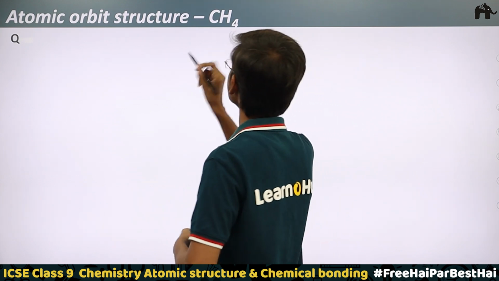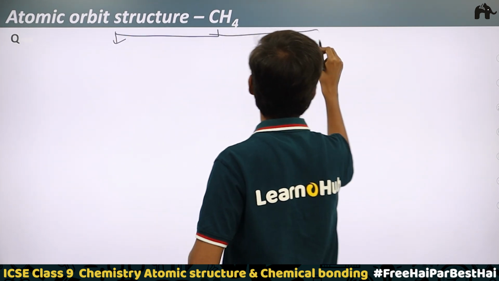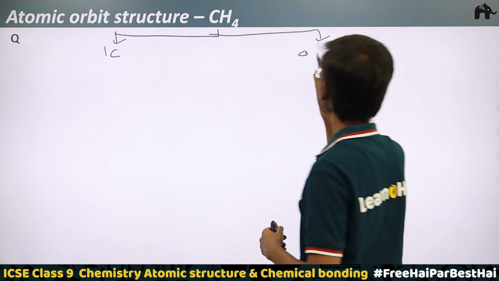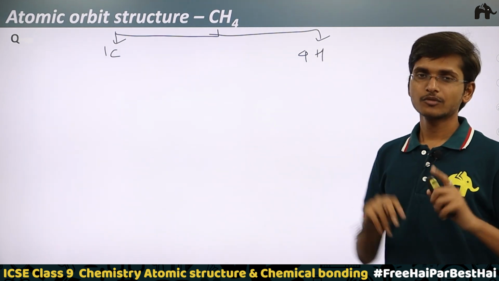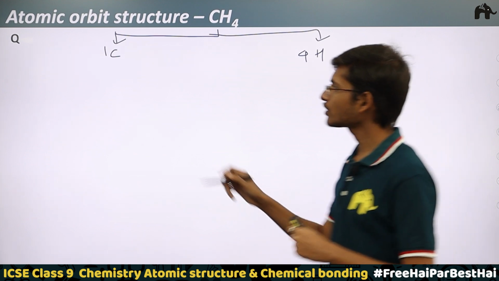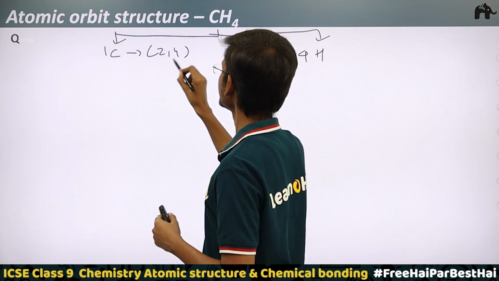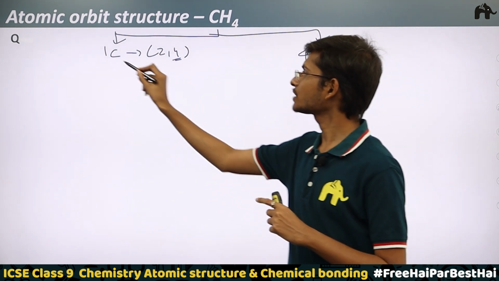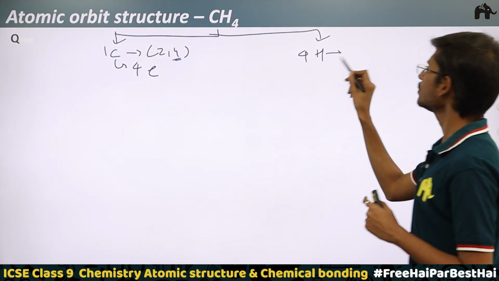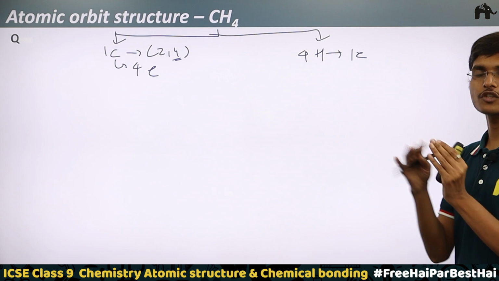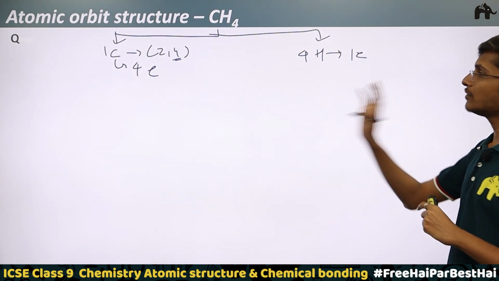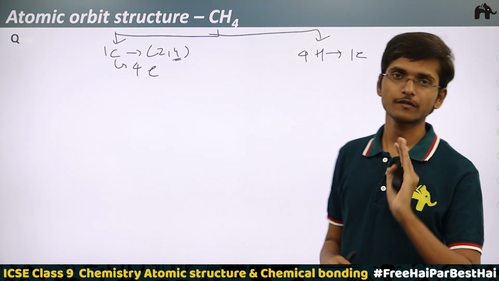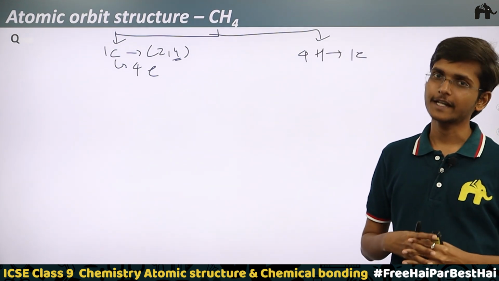Okay, so methane is made up of 1 carbon atom and 4 hydrogen atoms. Now we know the carbon atom has electronic configuration 2, 4, so it is short of 4 electrons from its nearest noble gas configuration of neon. And each hydrogen atom is short of 1 electron from its nearest noble gas configuration of helium. So now we need to take care that all these 5 atoms attain their nearest noble gas configuration after sharing of electrons.